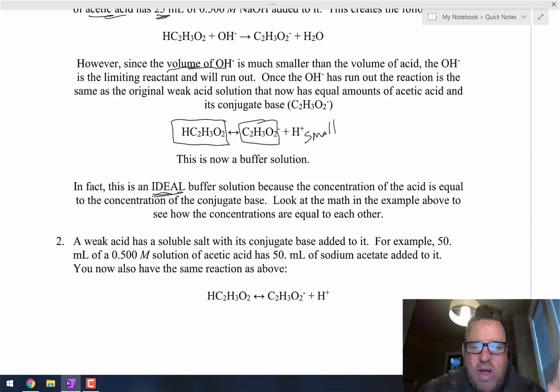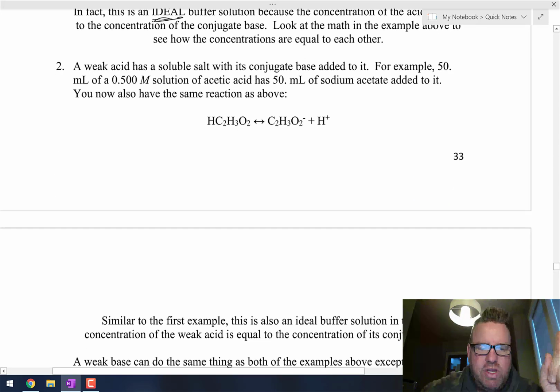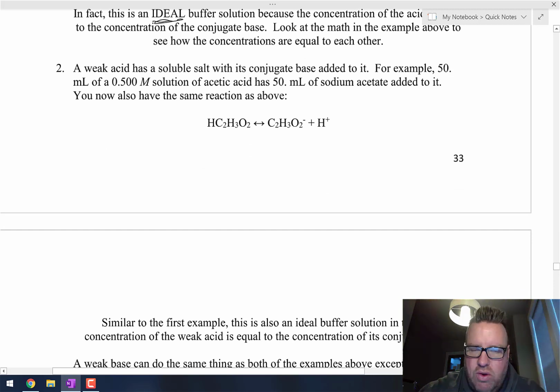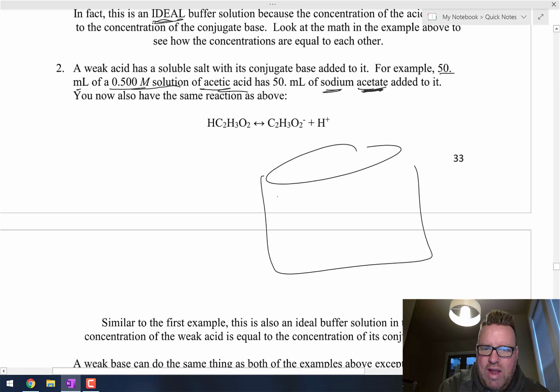Okay, the other way you can form a buffer solution is simply by taking a weak acid or a weak base and adding something that's soluble that has the conjugate base already in it. Okay, if you have 50 milliliters of a 0.5 molar solution of acetic acid, so again, right now, all you have is that acetic acid.